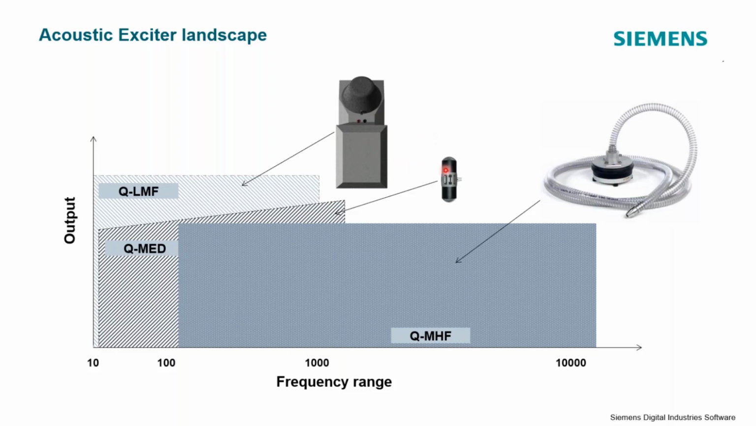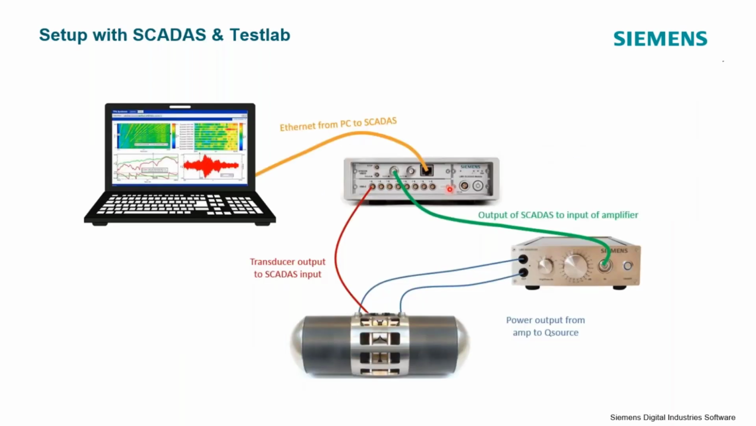Then you have his little brother here, this QMed, which is a little bit smaller, more compact design, and we'll see why you might want one of these designs or the other. And then you have the QMHF, or mid-high frequency Q source, for your high frequency testing. All of these will be hooked up the same way, but just to give you an idea of how this works with your test lab and your SCADAS.